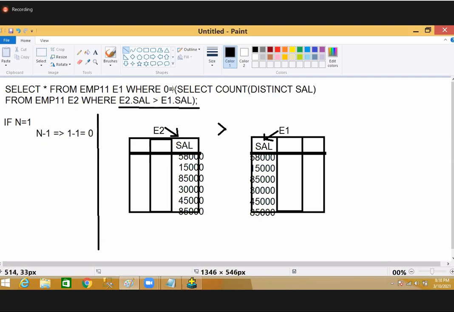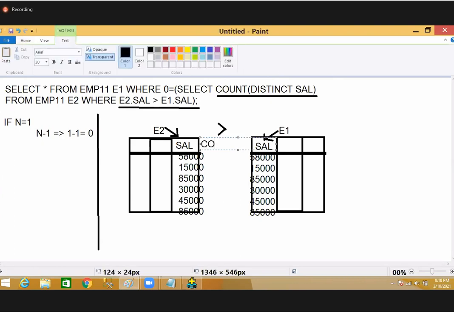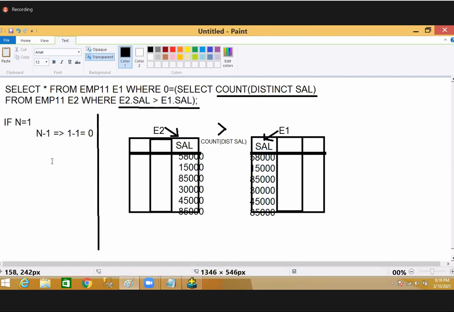Next, the alias names are over. Next, how the zero came is over. Next, now the count function I'm using. This is whatever the requirement, so here I need to use a count function. Count of distinct keyword, distinct on which column here? Salary column.